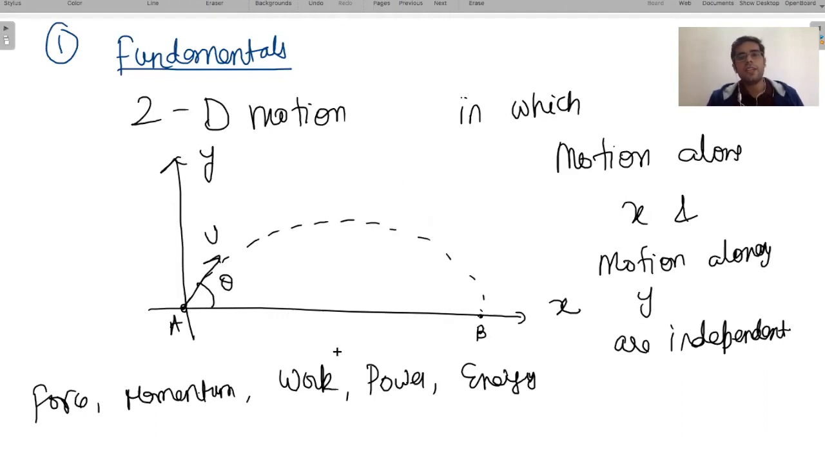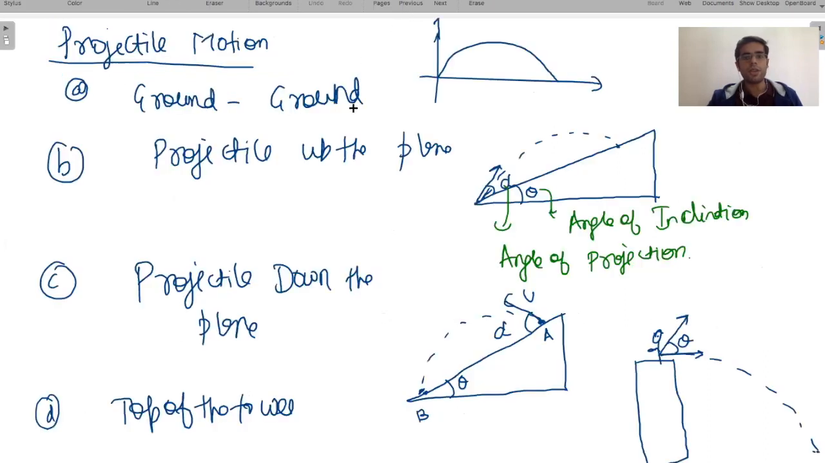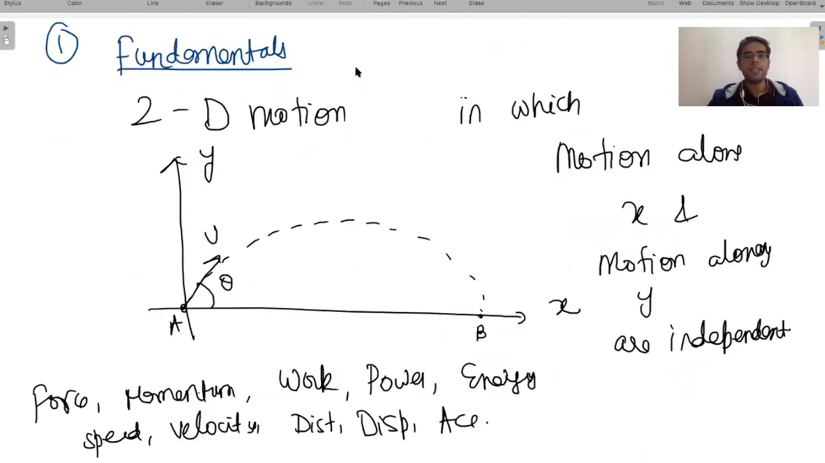Okay. So if you have to study physics, first fundamentals should be very, very strong. If these fundamentals are not strong, speed, velocity, distance, displacement, acceleration, then understanding the higher level things becomes difficult. Okay. So when you study projectile motion, what is 2D motion, you should be clear about.